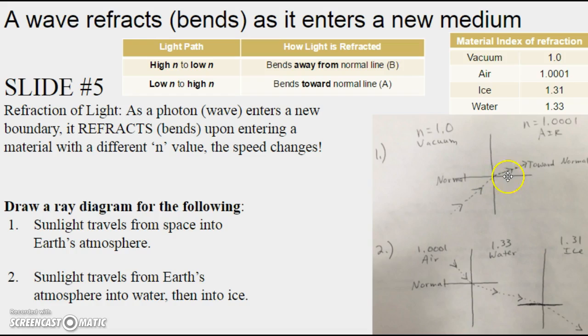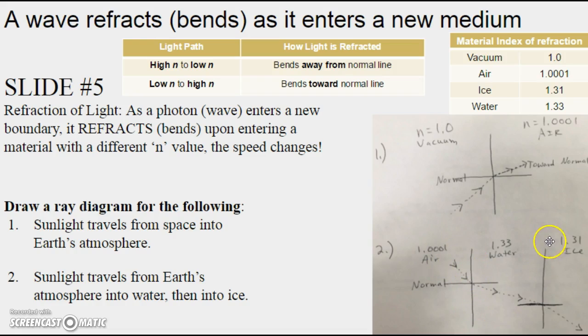I have to draw my normal line perpendicular to the boundary. This is my line. It's going to refract. It's going to bend toward the normal line. If I'm going from a low n value to a high n value, the refraction is going to bend towards the normal line. And here I'm having you draw a ray diagram for sunlight that travels from the Earth's atmosphere into water and then into ice. So I've got 3 boundaries here. I have the n value of air of 1.0001, water 1.33, and ice 1.31.